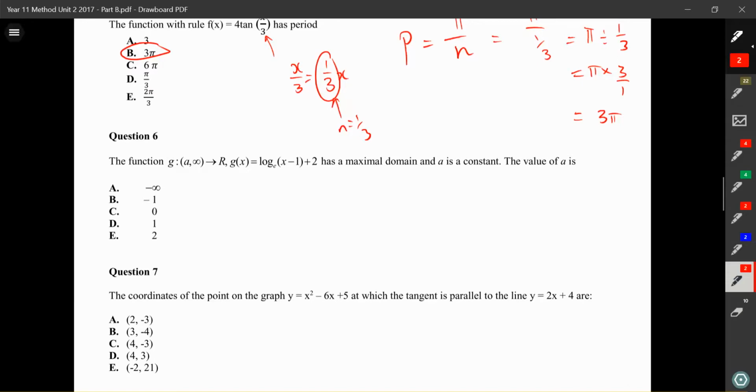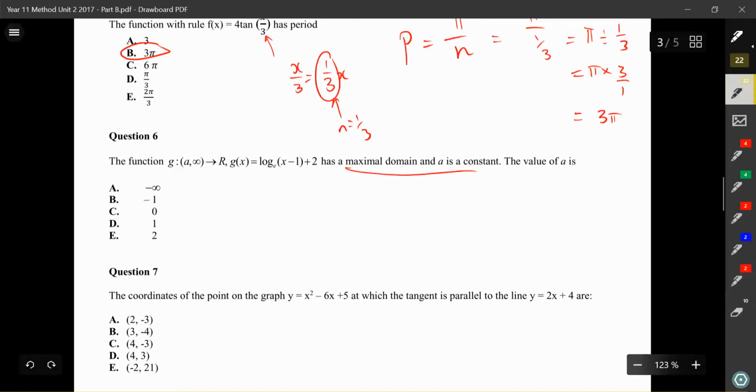Next one. 6. The function with domain a to infinity, g of x is equal to log of x minus 1, has a maximal domain. For me, I'm all about being able to visualize the graph. If you can't, sketch that graph. Or if you knew the property for a log, what can't you log? You can't log a negative number, okay? So it just means right here, x minus 1, that always has to be positive. That's essentially what we're trying to say. We can't log a negative. You can try it in your CAS right now. I'll do it with you.